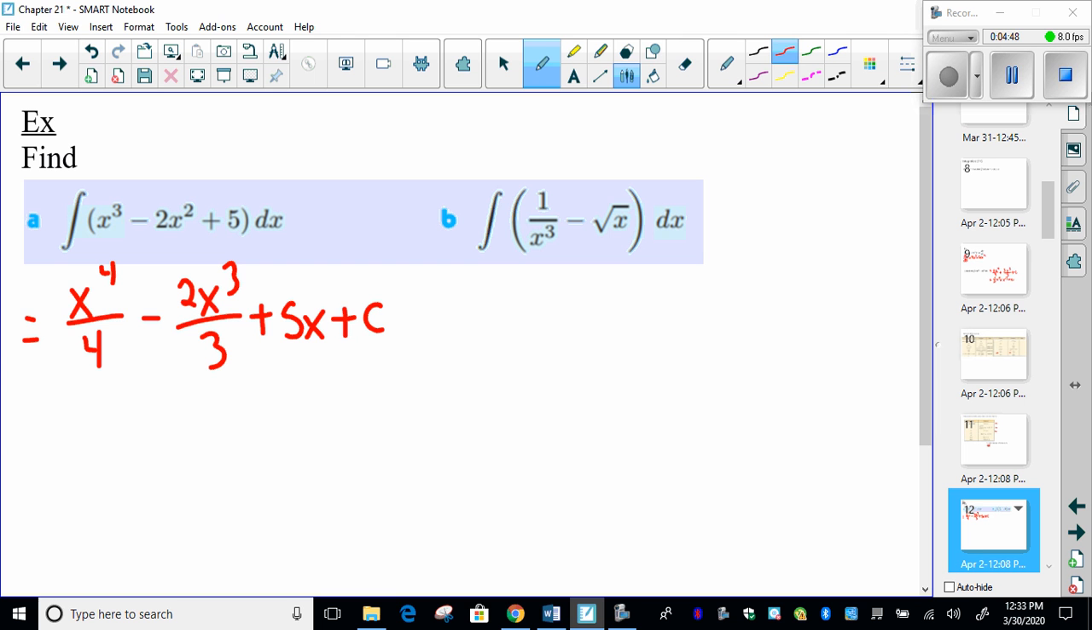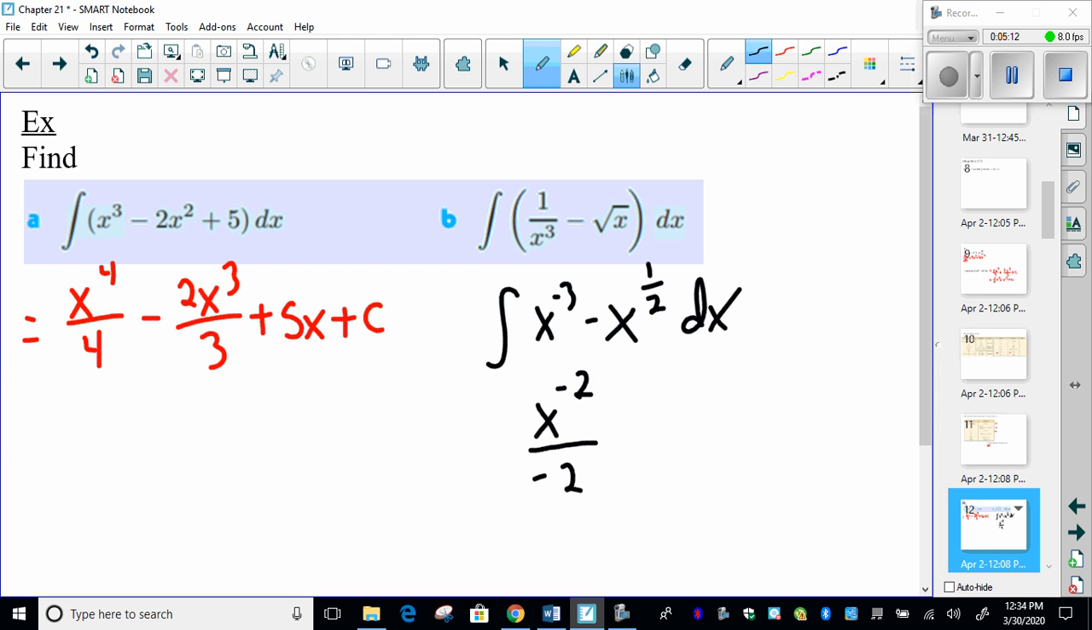Second one, might want to rewrite it as x to the negative third minus x to the 1/2 dx. At least by rewriting it, it makes increasing that exponent by 1 a little easier. So therefore, I add 1, so it's x to the negative second, but then I have to divide by negative 2. And then adding 1, so that's x to the 3/2.